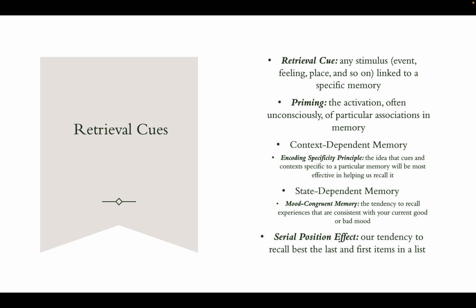So the encoding specificity principle is the idea that cues and context specific to a particular memory will be most effective in helping us recall it. So it'll be easier for you to recall something if you are in the same context in which you learned it. State-dependent memory is closely related to context-dependent memory. What we learn in one state may be more easily recalled when we are again in that state.